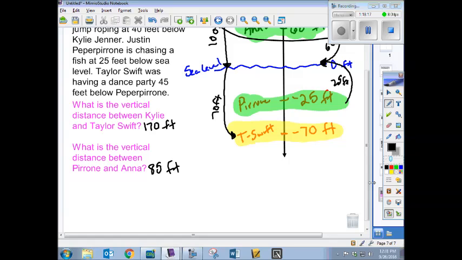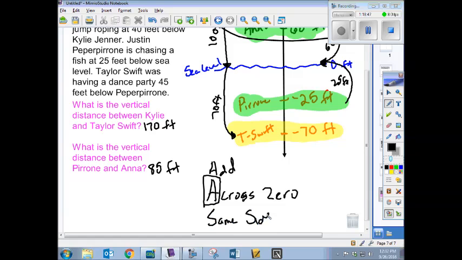Whenever you are trying to find a vertical distance, and that vertical distance between the two objects has to go across 0, what does across start with? A. You add the absolute values. When you have to cross over 0, you add the absolute values. When you stay on the same side of 0, what are you going to do with the absolute values, guys? Subtract. Does that help?